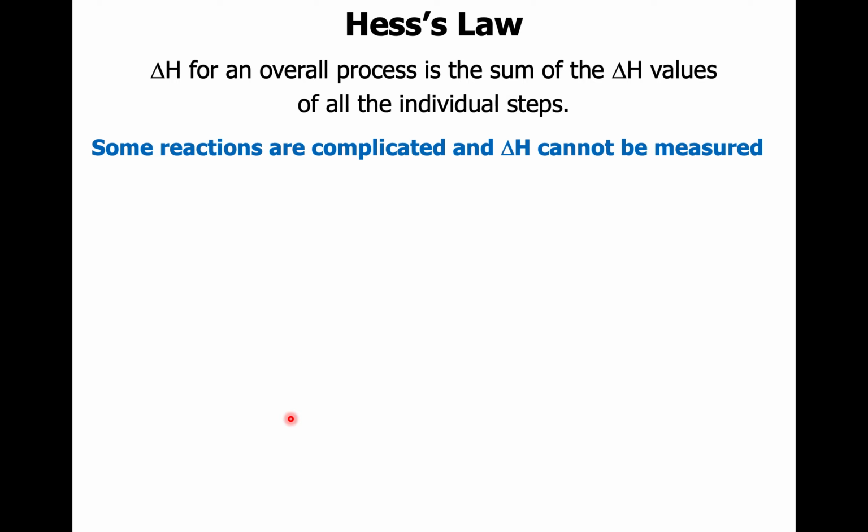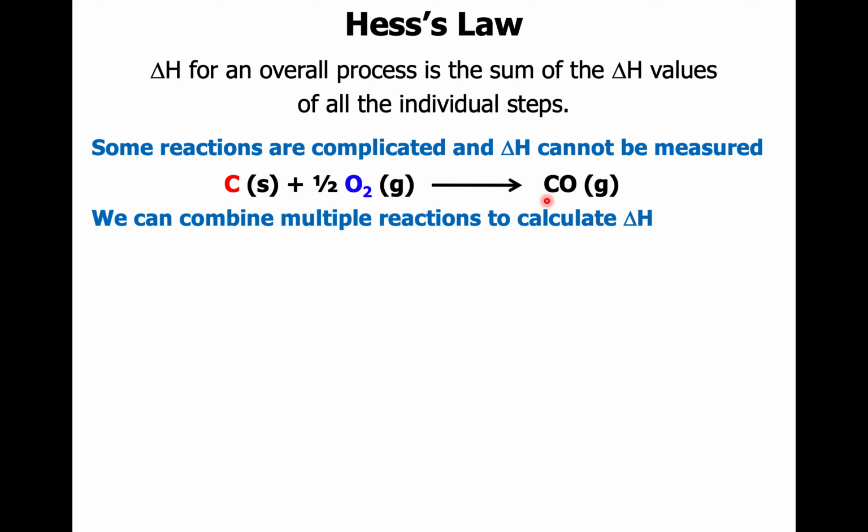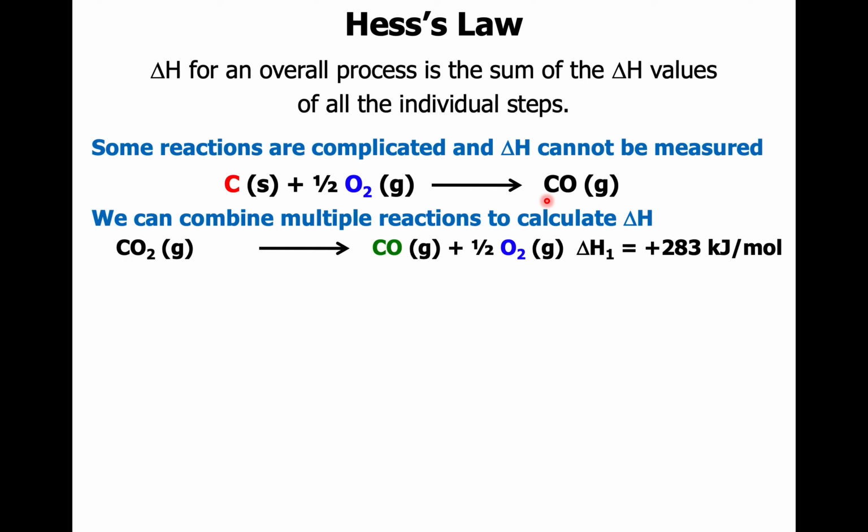All right, everything we're doing today will rely on something called Hess's law. The enthalpy for an overall process can be understood as the sum of the enthalpy values of individual steps. Some reactions are complicated and the delta H cannot be directly measured. For example, we have the reaction here of carbon with O2 to give us carbon monoxide. This is very difficult to do cleanly in the lab because carbon can combine with oxygen to form carbon monoxide, but it also can form carbon dioxide. And so if we want to know what the delta H reaction value is for this, we have to figure it out indirectly. And so we can combine multiple reactions to calculate delta H.